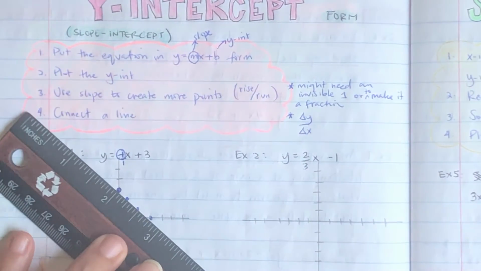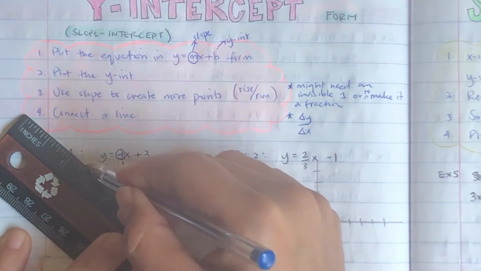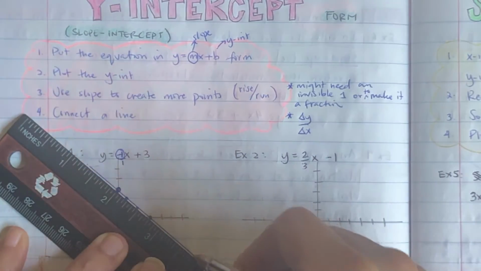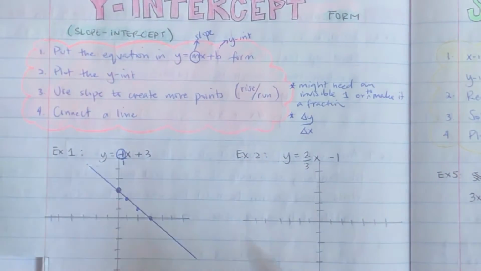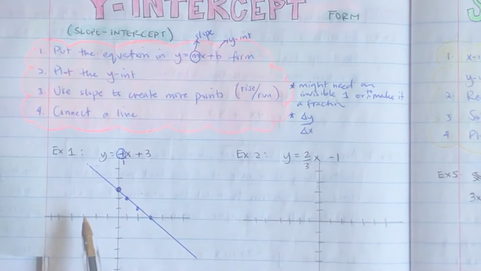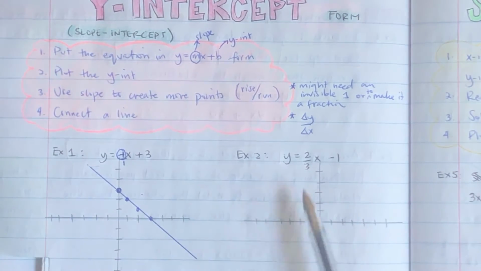If you don't have a ruler, just take a credit card or your school ID, and then it says connect your line. You don't need to make a lot of points. Really, you only need to make one more point, okay? And that's pretty much it. So let's take a look at another example.